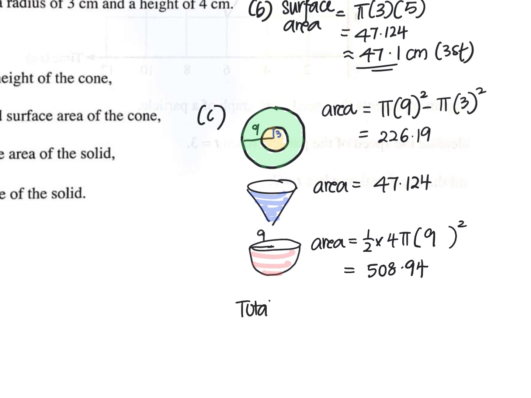Now I'm going to calculate my total surface area. The total surface area will be to add all of this together, and I get a total of 782.254, rounding off, 782 cm squared. Have you gotten the concept?